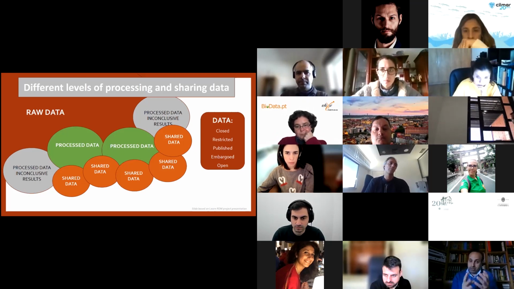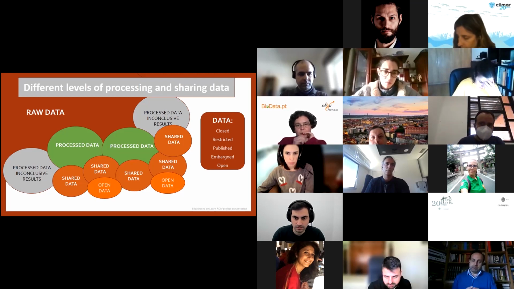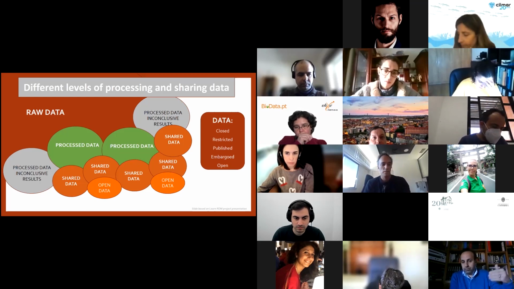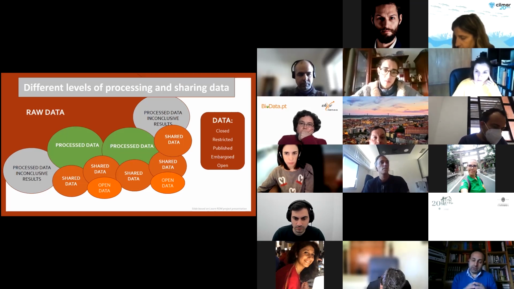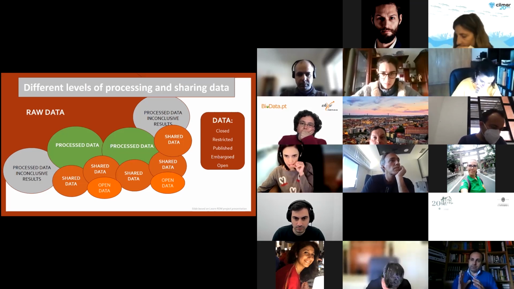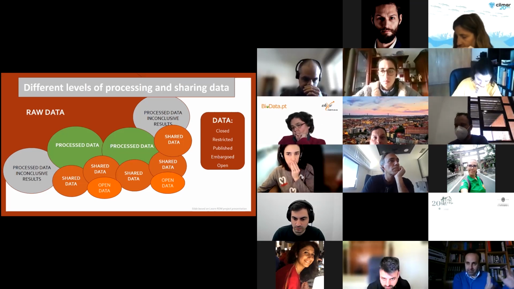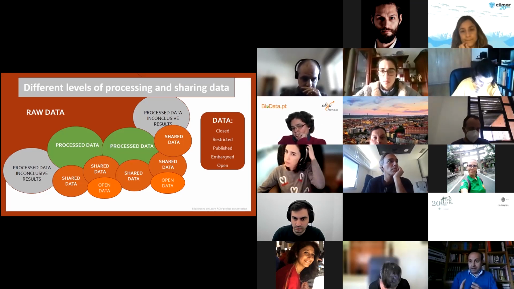And we are talking about shared data, not about open data yet. And then part of this shared data we may want to make publicly available, so open data. I think this representation is really important because of the principle as stated in Horizon 2020 or now in Horizon Europe: as open as possible, as closed as necessary. There are reasons to keep data closed.